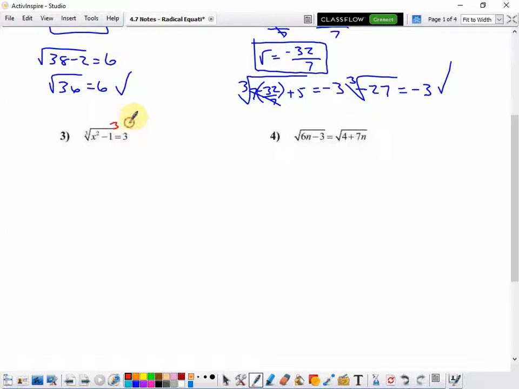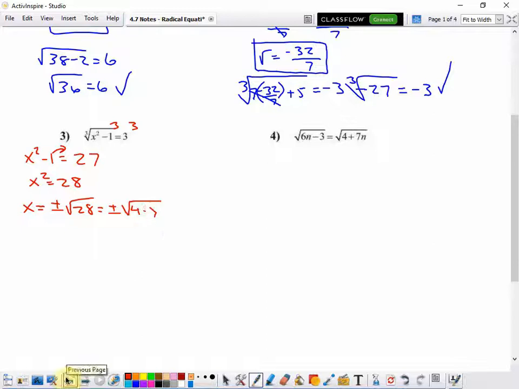On number 3, once again, I need to cube both sides. X squared minus 1 equals, and 3 cubed, 3 times 3 times 3, that's 27. So I'll move this over. X squared equals 28. So x is plus or minus the square root of 28. 28 is 4 times 7. 4 is a square number, so plus or minus the square root of 4 times 7. The square root of 4 is 2, so I can simplify that to x equals plus or minus 2 times the square root of 7.